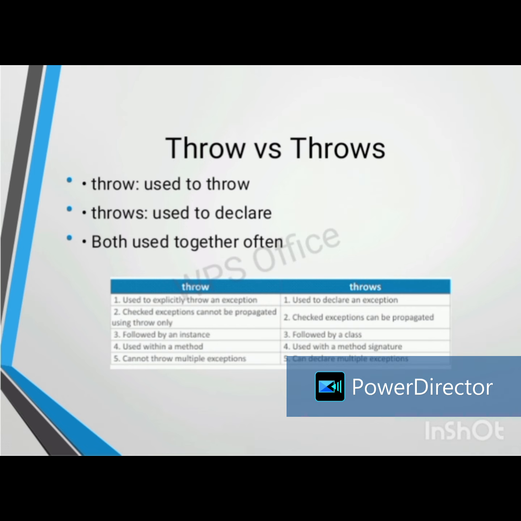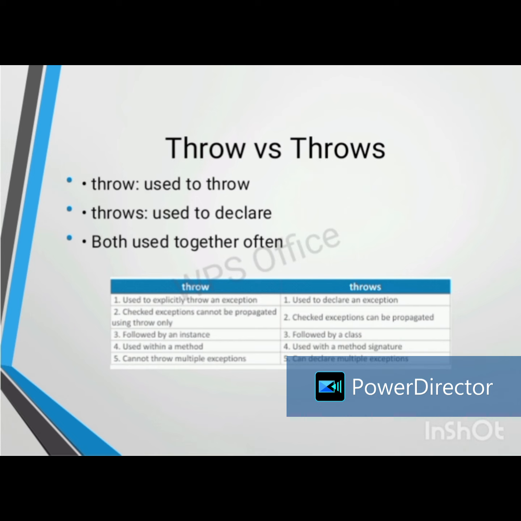It is followed by an instance of the Throwable class, either a built-in or custom exception. Example. In this example, the program will immediately terminate the method and transfer control to the nearest catch block. Now let's look at throws.